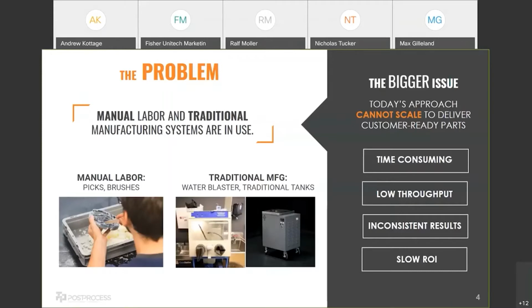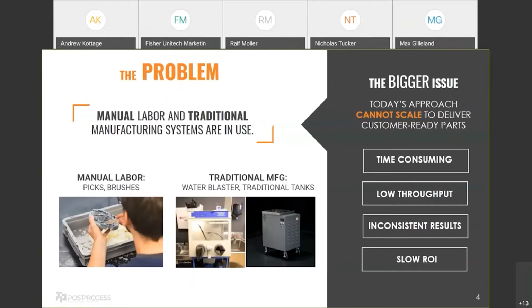Or you could potentially be working with some traditional manufacturing systems. One that we most commonly see is a water blaster or water jetting. And this is the system where you stick your hands in, you have a higher pressure hose, and you're really just trying to knock away support material. And that can be challenging. We'll talk about what those challenges look like in a moment.